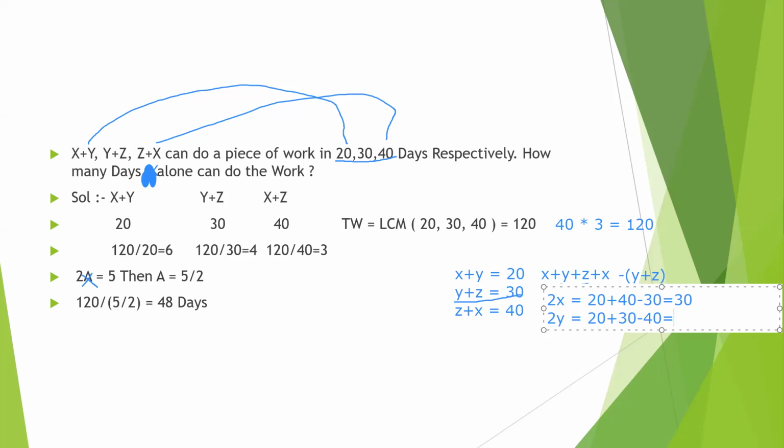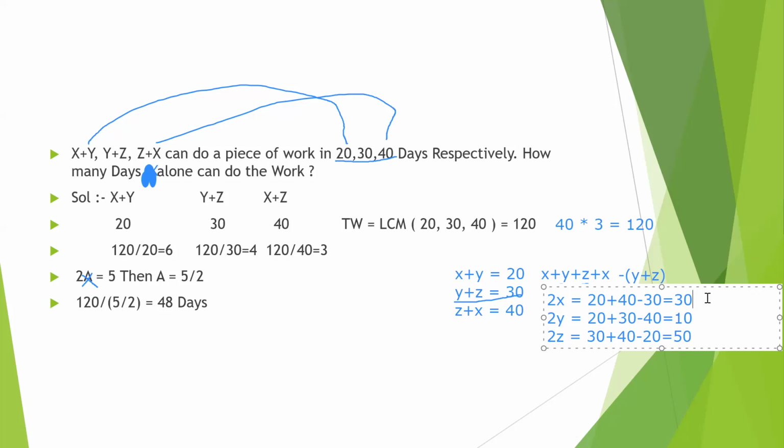Hope you understand this. Now, 2z, how to find 2z? Where the z is present, we can sum those two, and subtract where the z is not present, that is 20. That equal to 40 plus 30, 70, 70 minus 20, 50. So this is how to know the 2x value, 2y value and 2z value.